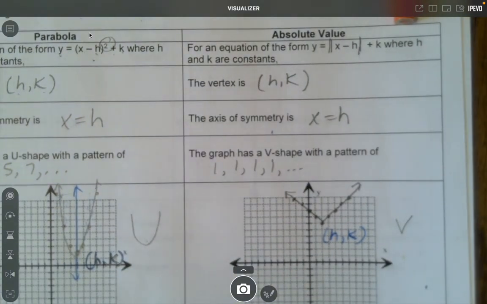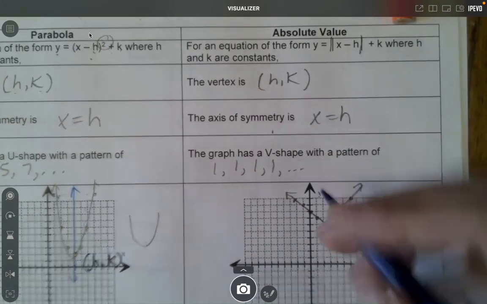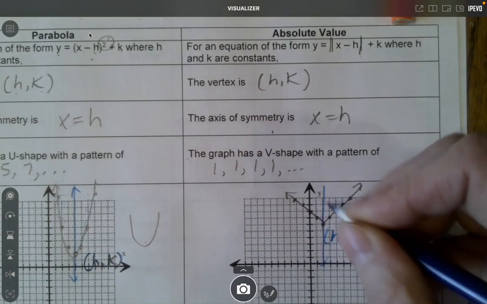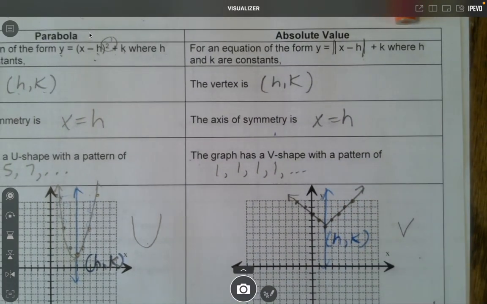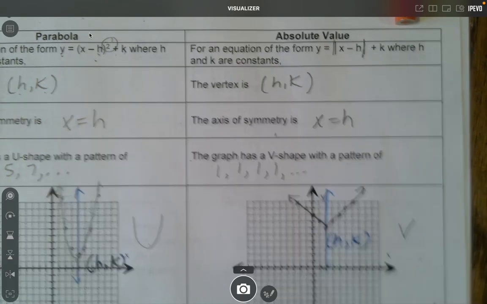All right, so let's go ahead. Oh, the axis of symmetry on this one. Let's draw that as well. This is my axis of symmetry. The axis of symmetry will make more sense as we work through these problems.